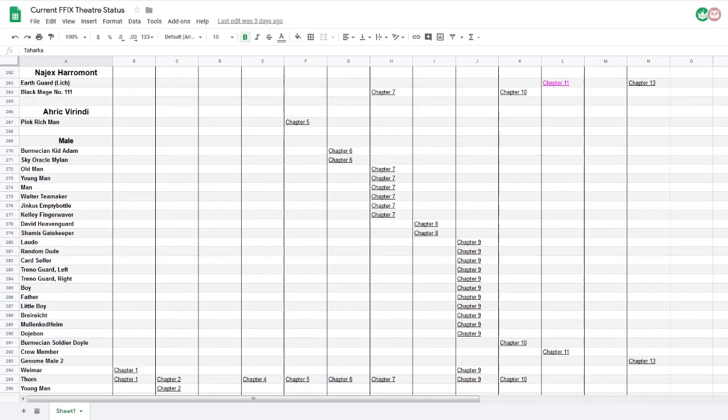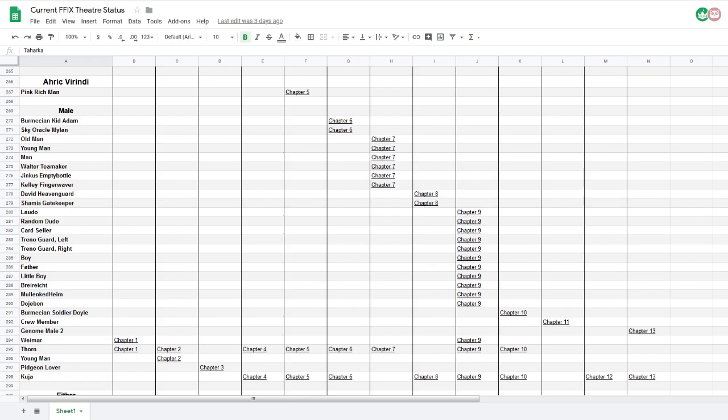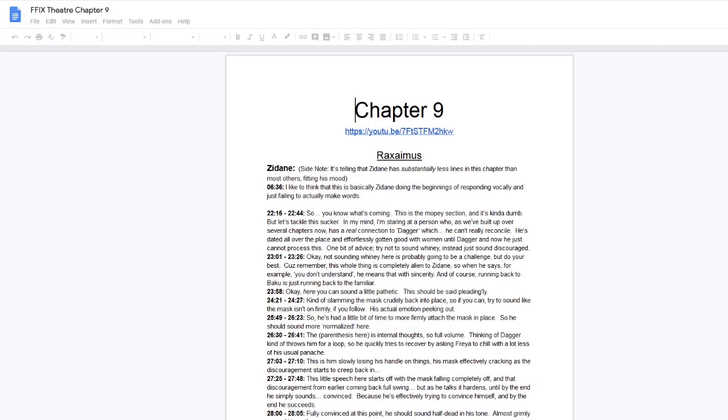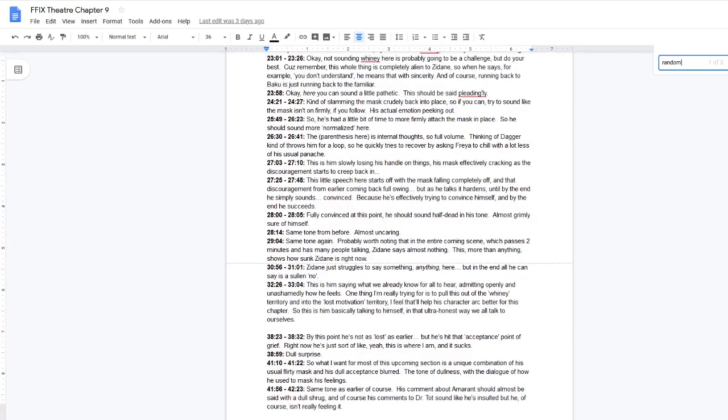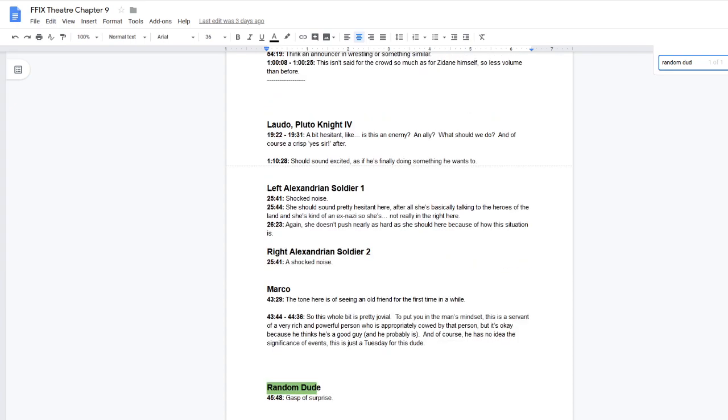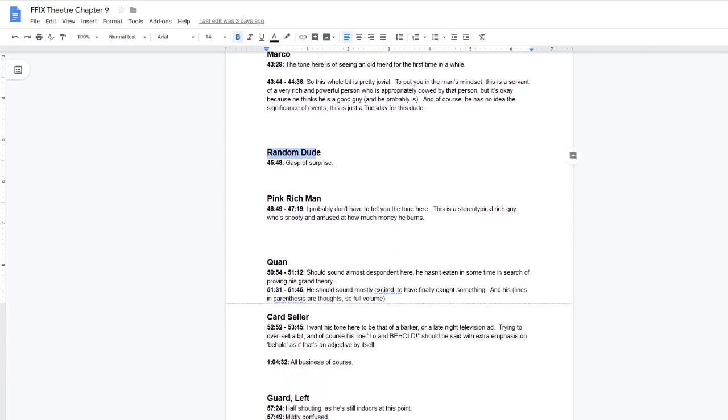Same general concept when it comes to these. You look at these and you're like, okay, I want to play random dude. Actually, in total honesty, I, Lore Runner, will probably play random dude, because I know exactly what that role is. You look and see what he's in. Well, he's in Chapter 9, so you click that. That pulls up Chapter 9. It's going to take a second, because Google Docs takes a second. And you look for random dude. There he is. And there are his lines right there at 45 minutes and 48 seconds.